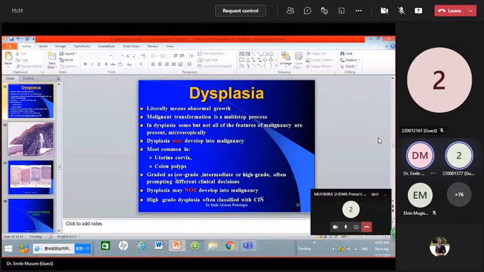They are graded as low grade, intermediate, or high grade. Dysplasia may not develop into malignancy. Dysplasia may develop into malignancy. A high-grade dysplasia is known as carcinoma in situ. Carcinoma in situ is known as high-grade dysplasia. Dysplasia is benign because in that case there is no invasion. The tumor is still on the epithelium.